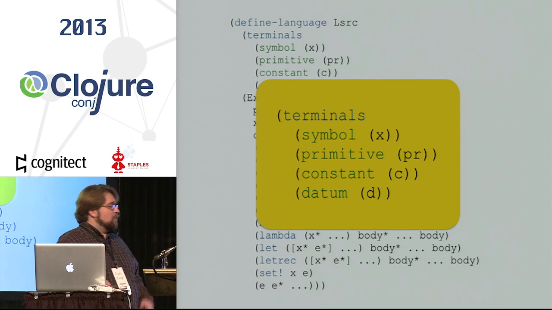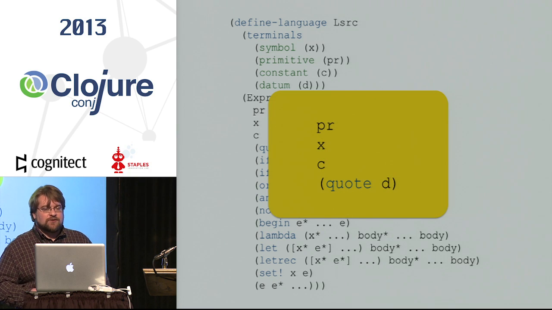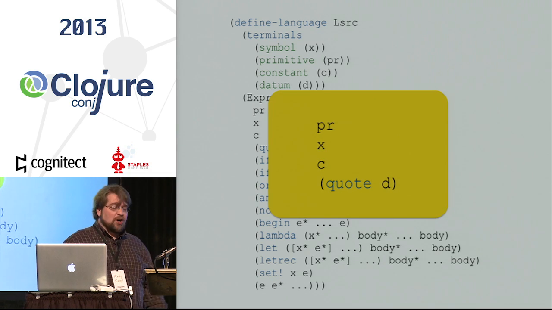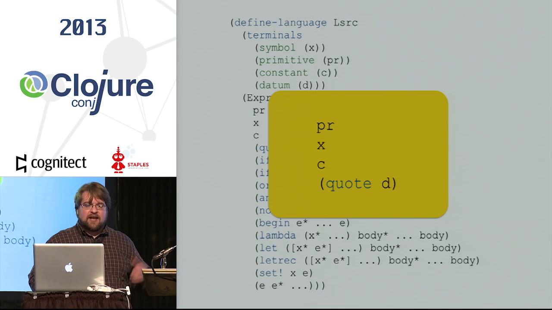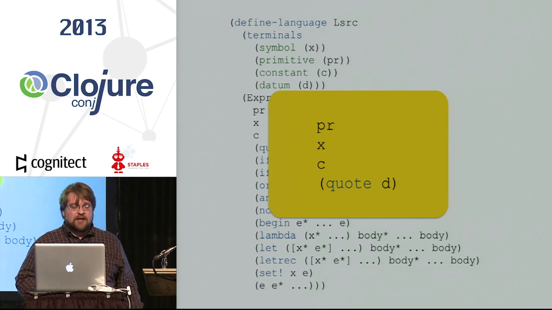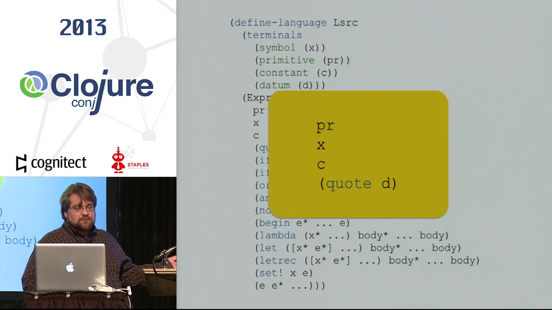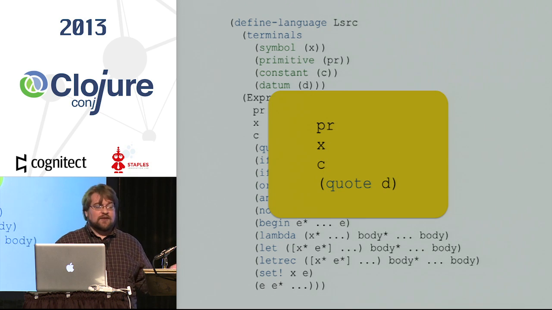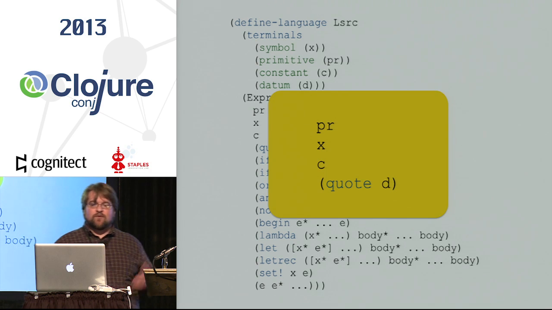Then we have a set of productions that are the expressions in our language. So the first few productions here are standalone primitives, references to variables, and standalone constants, and quoted datum. So these all look like S expressions, but underneath all of this, we're going to create records for anything that's structured. So this quoted thing here, there's actually going to be a record created for it with one field.